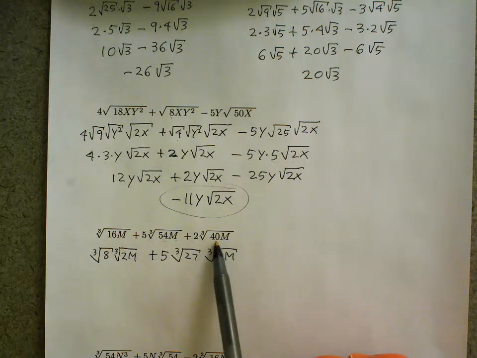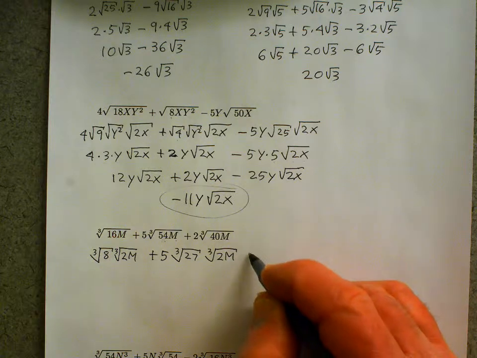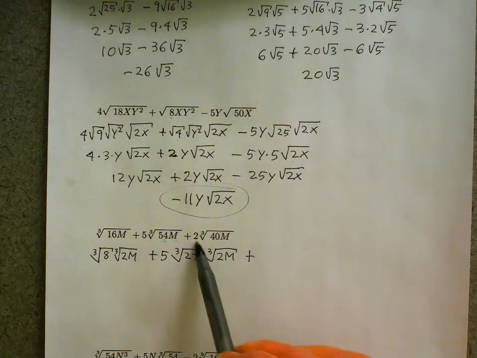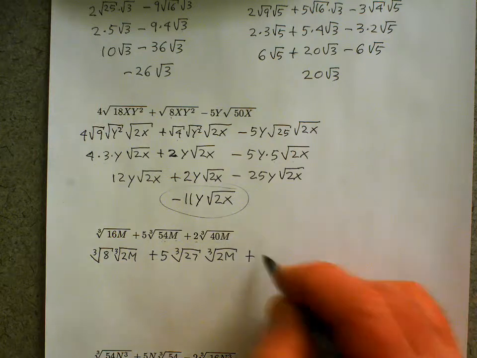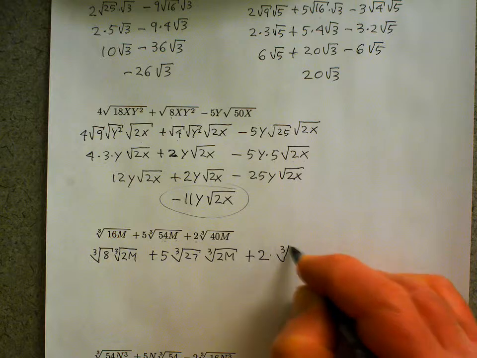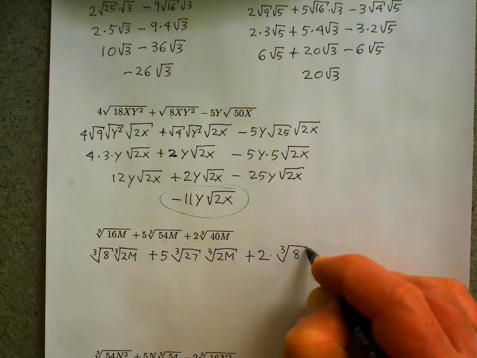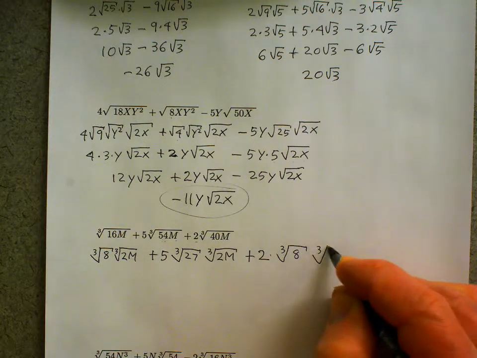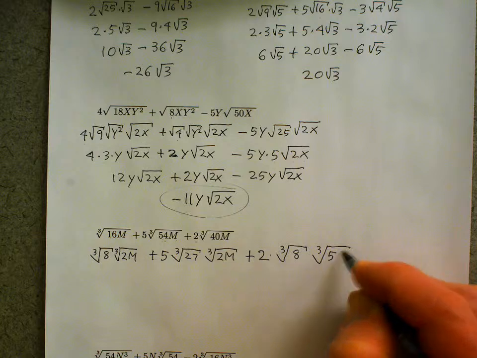Okay, then the next cube root, we have the cube root of 40m. The largest factor of 40 that's a perfect cube is 8. 8 times 5 is 40. So we'll rewrite the third term as 2 times the cube root of 8 times the cube root of 5m.